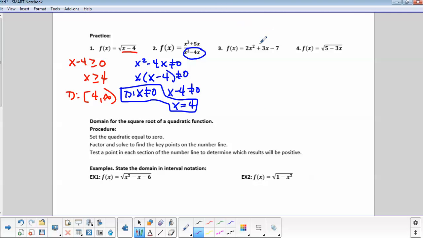All right, the next one. There's no square root on this. There's no fraction, so there's no denominator. Looking carefully at this, I recognize this as a quadratic function, which is the shape of a parabola. So if you have a parabola, the left side is going to be going to -infinity, and the right side is going to be going to positive infinity. So your domain is -infinity to positive infinity.